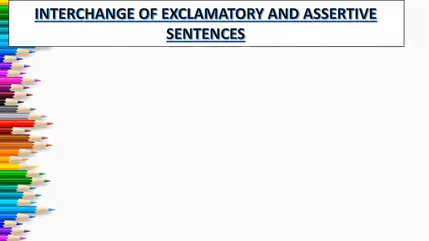So first of all, let me clear you what is the meaning of exclamatory sentence. An exclamatory sentence is a sentence that expresses sudden and strong feelings such as surprise, wonder, pity, sympathy, happiness or gratitude, etc. So there are certain interjections which show strong feelings or emotions such as hooray, ouch, wow, hey, alas, etc.